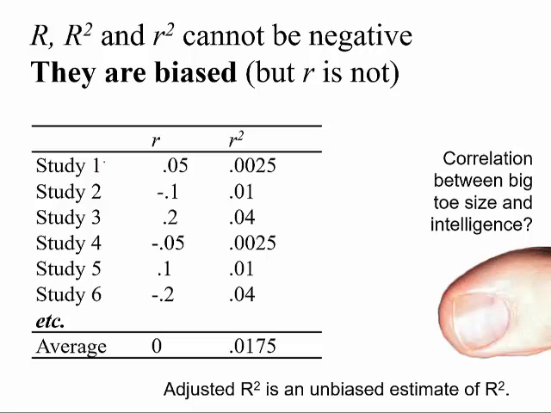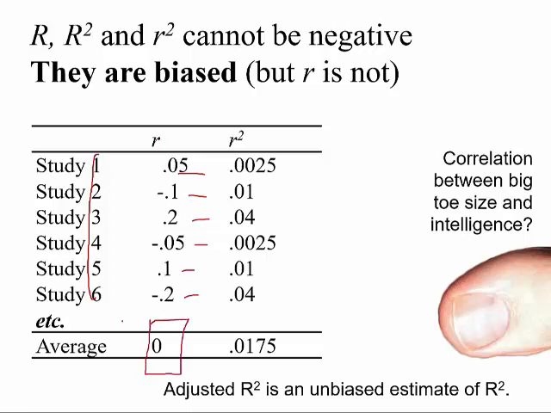So if I average across, say, these 6 studies, 0.05 plus negative 0.1 plus positive 0.2 plus negative 0.05 plus positive 0.1 plus negative 0.2, divided by 6, my average comes out to 0.